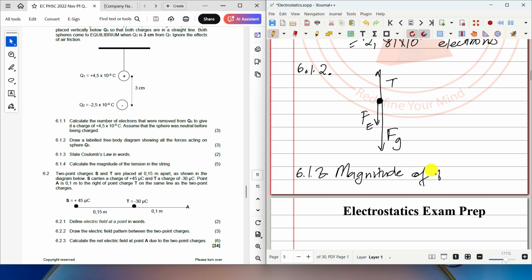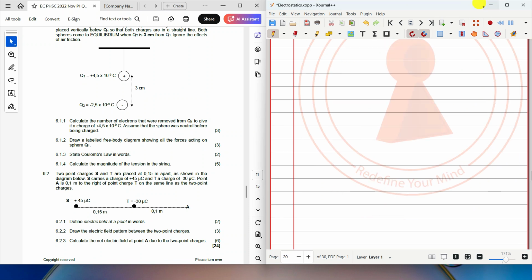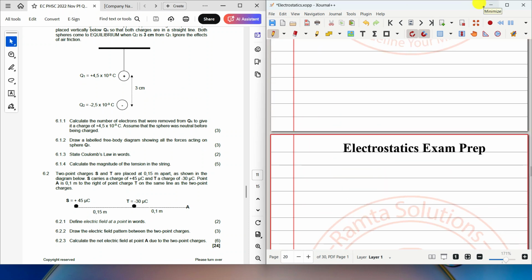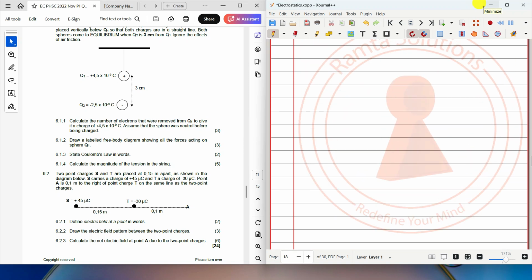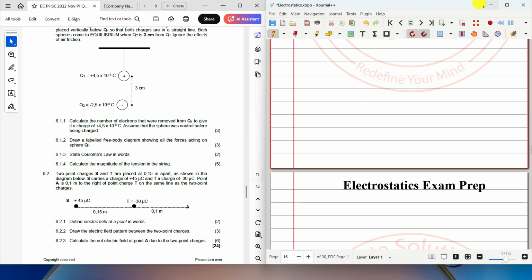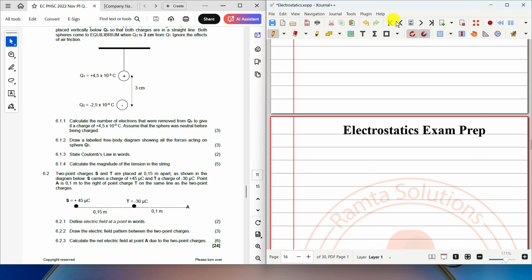Magnitude of the electro... Ooh, what did I do now? Oops, I went so far. Okay, now.